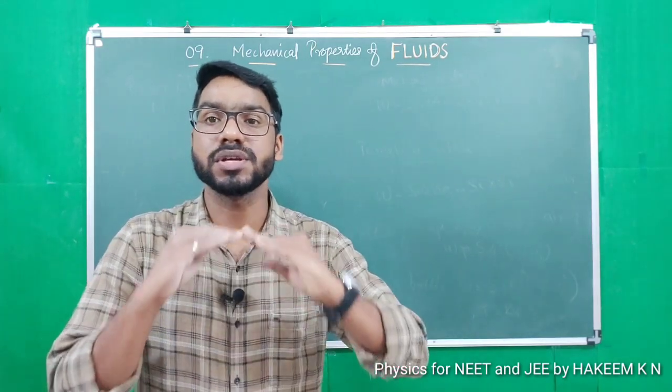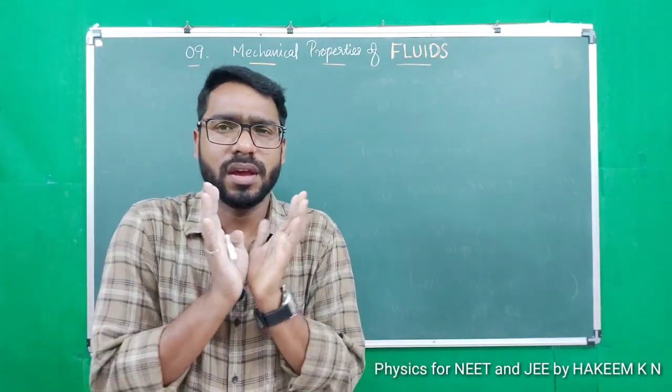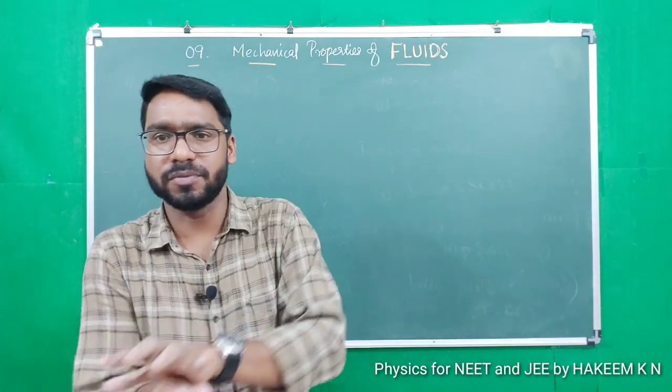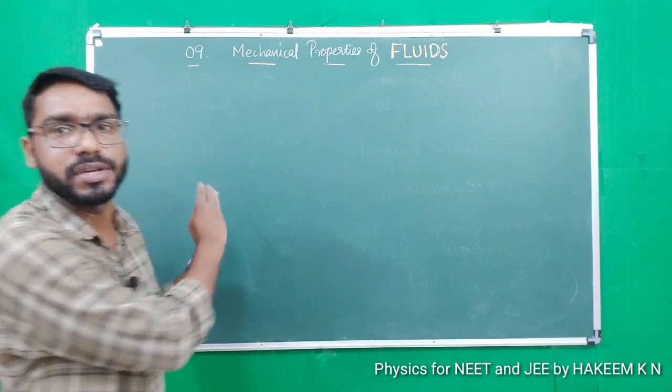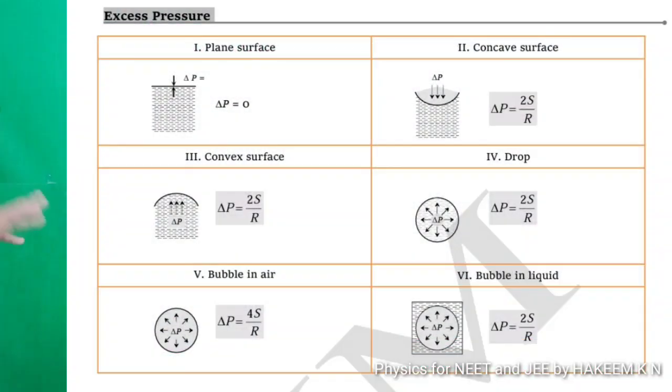Now excess pressure due to surface tension. I am not discussing the step-by-step derivations. Just see the table and remember it. For a plane surface, excess pressure should be 0. There is no excess pressure at the surface, that is why a plane surface is plane, so excess pressure delta P equals 0.